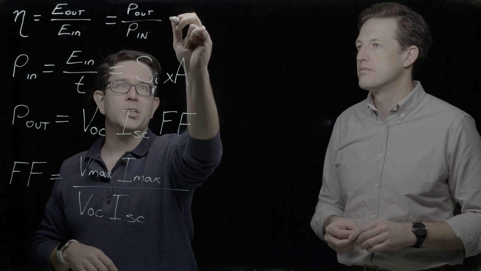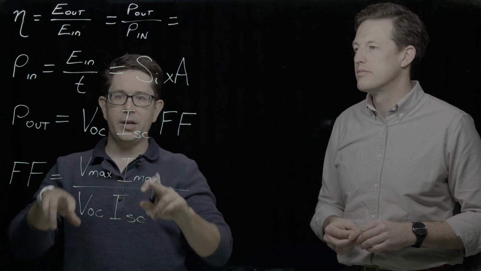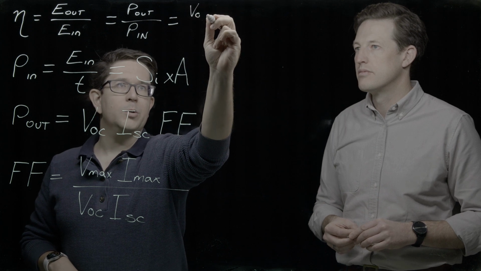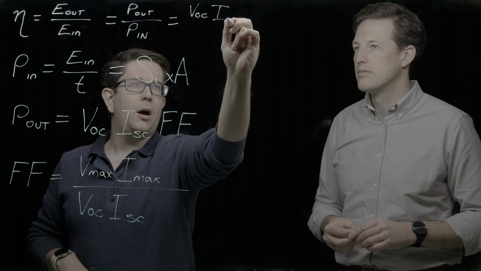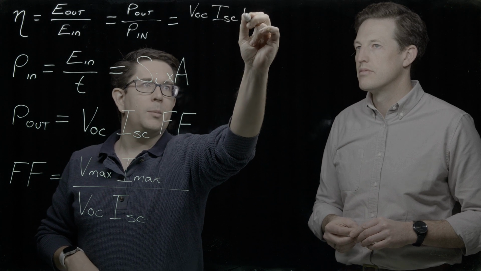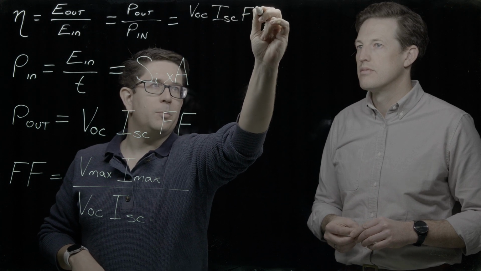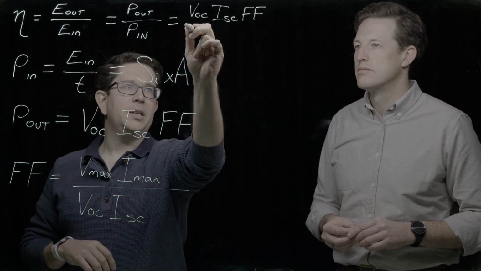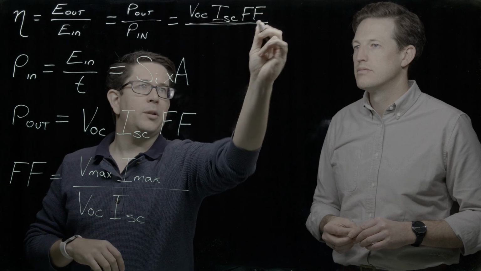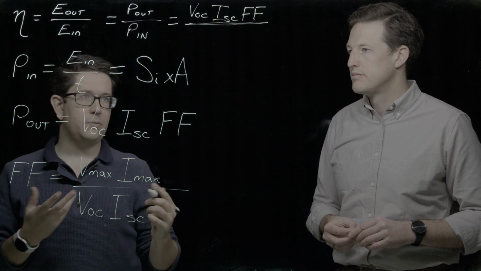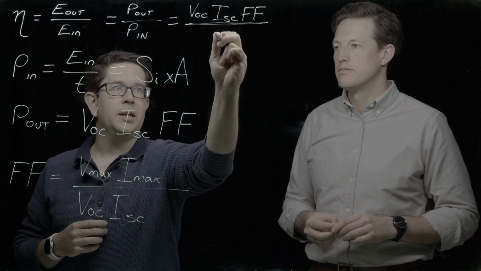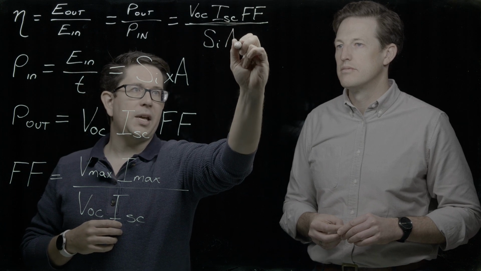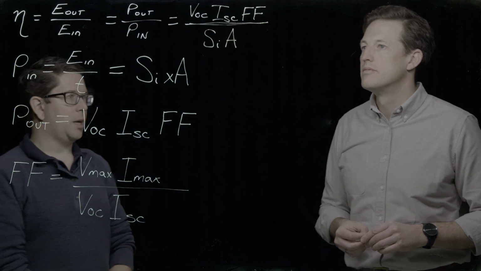So the power out is the maximum power that we can get out from the device, which is given by this equation here. So we've got VOC times ISC times fill factor. That's the maximum power that we can get out from that device. And the incident power that we have going into that device from the sun is given by our solar intensity and the area of the solar cell that we are testing.